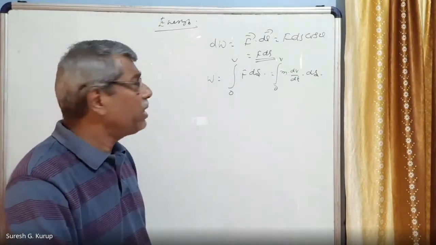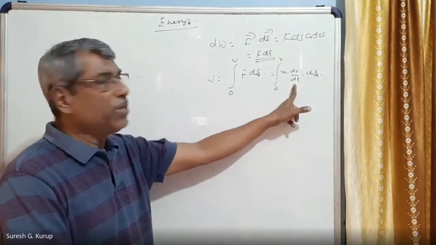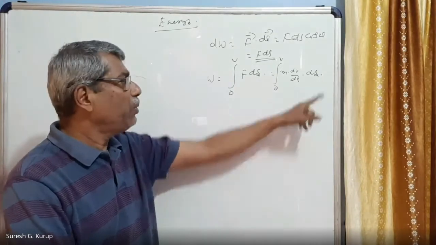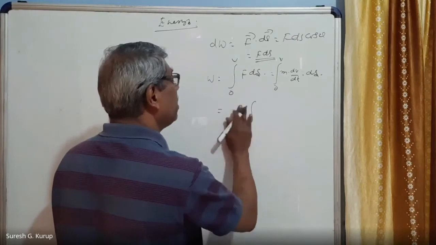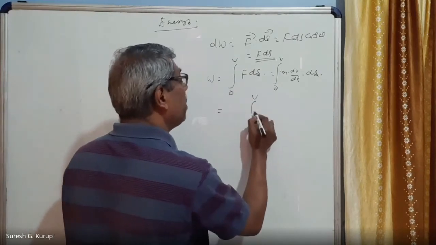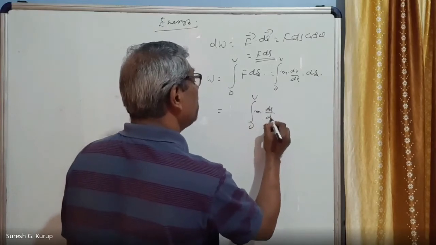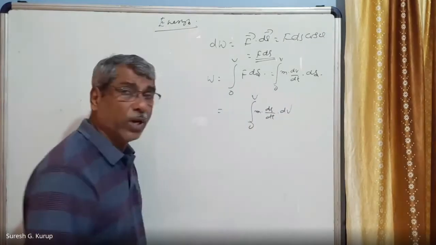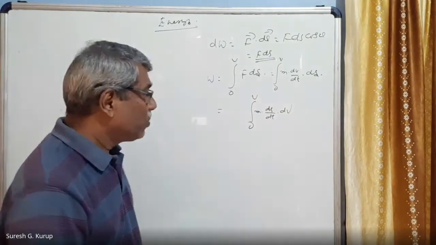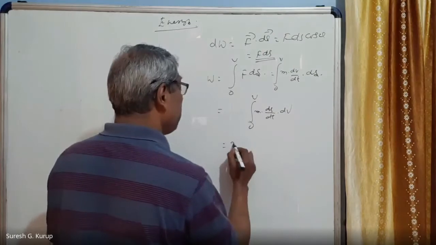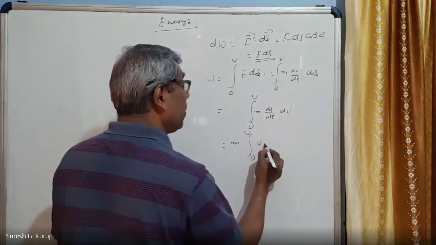Why dv/dt? Because F is equal to mass into acceleration. That means dv/dt is the acceleration, into ds. The same thing I am writing as m times the integral from 0 to v of (ds/dt) dv. But ds/dt is equal to v only. So m is a constant and can be taken outside, into the integral from 0 to v, and ds/dt means v dv.